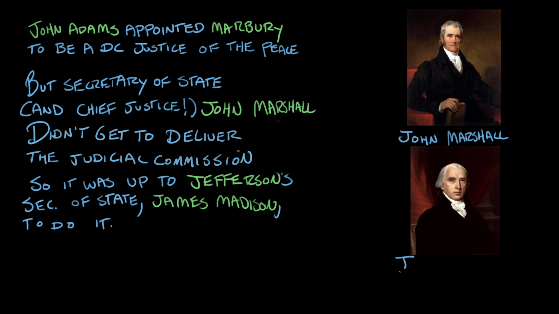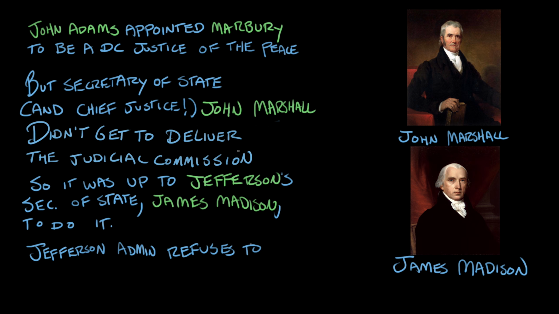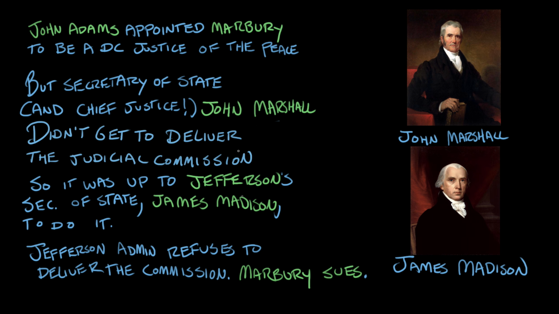And the Jeffersonians were outraged by what they saw as an effort to pack the judiciary by the outgoing administration. So they were refusing to deliver the commission. Marbury wants his commission, so he brings a lawsuit in the United States Supreme Court demanding that Secretary of State James Madison deliver the commission to him. And that's what leads to the case Marbury versus Madison.